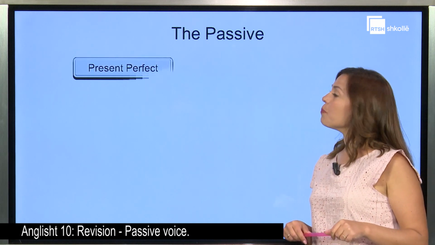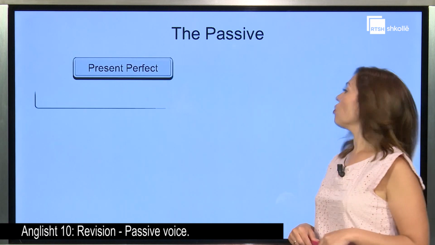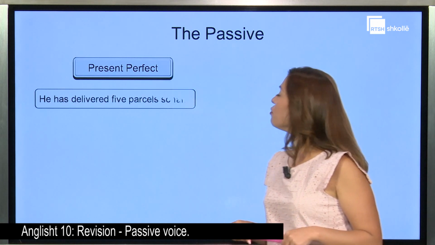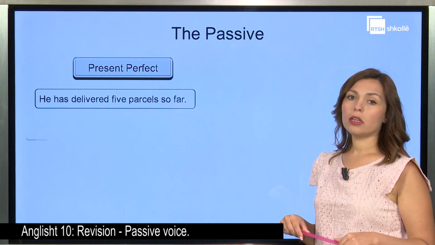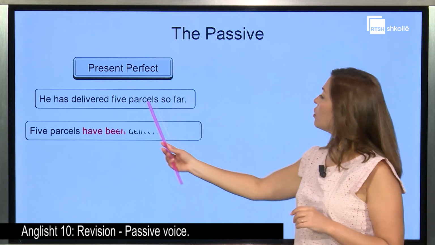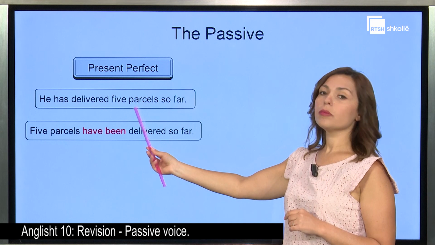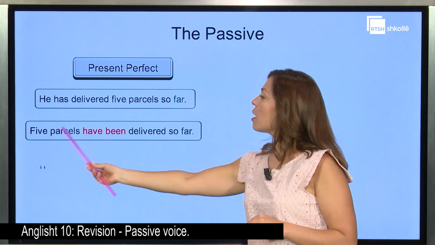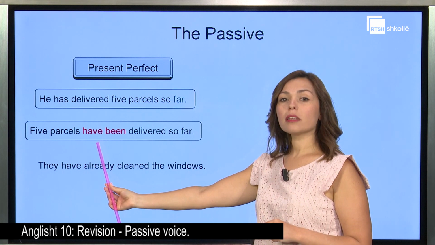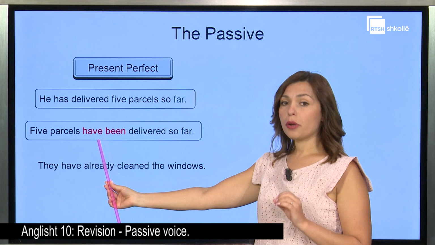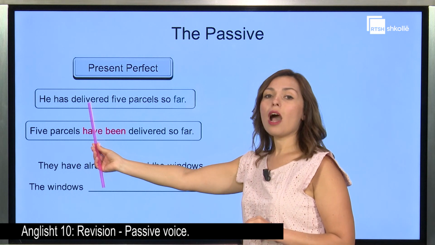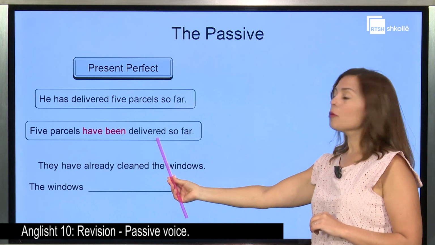Let's move on and let's see the present perfect. So, he has delivered 5 parcels so far. Has delivered, present perfect. 5 parcels, here it is, the object becomes the subject. The verb to be in the present perfect, have been, present perfect, have been. And then our main verb in the past participle.